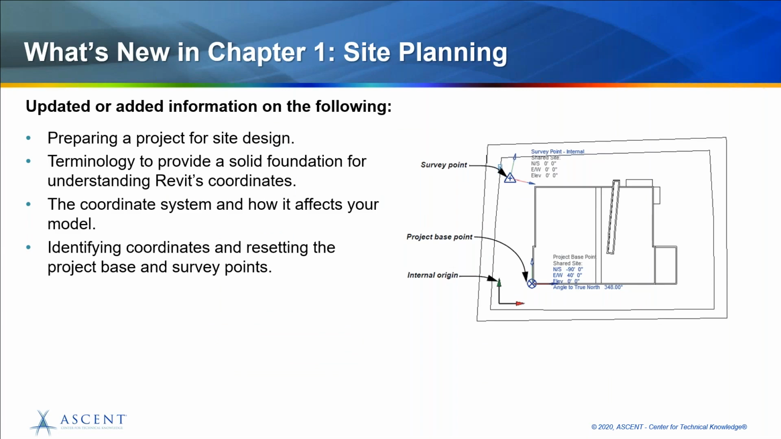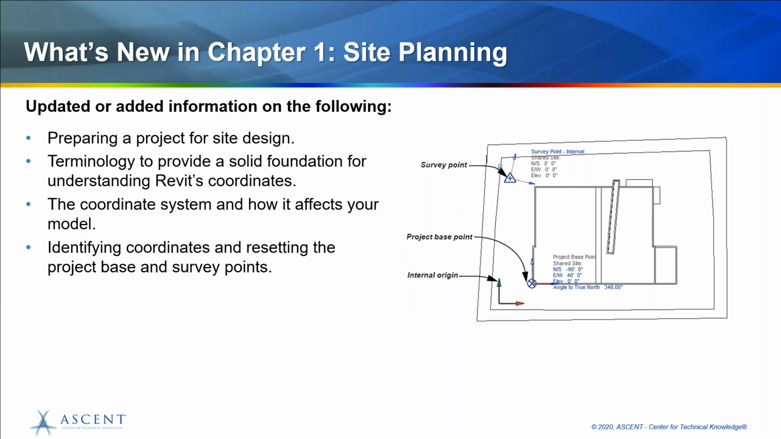So chapter 1 starts out with preparing a project for site design. This was something that was missing from the previous book and to me felt extremely important as a starting point. And then after that, I wanted to cover Revit terminology with regards to site planning, because you cannot properly understand Revit coordinate systems and shared coordinates without knowing what the tools are and what Autodesk is referring to and how it relates to the real world.